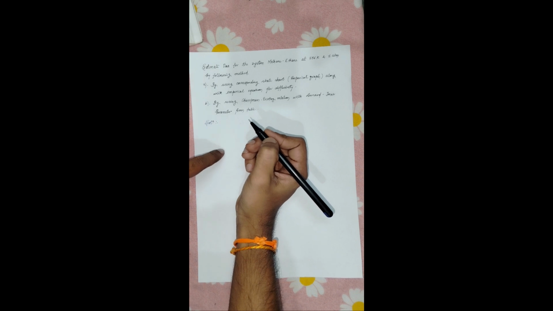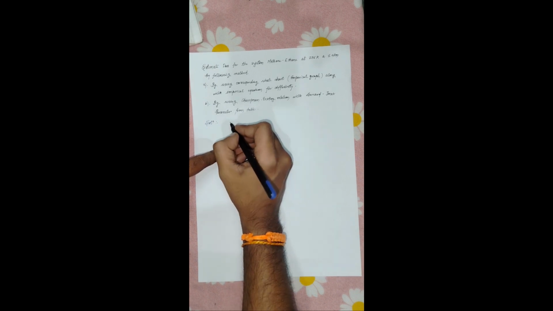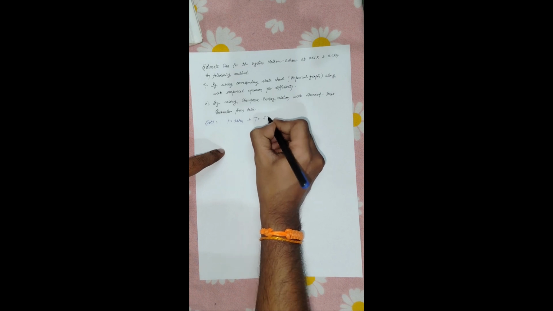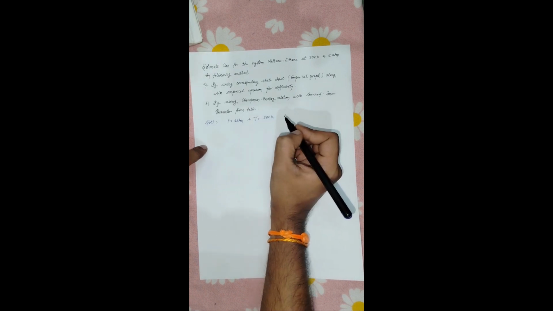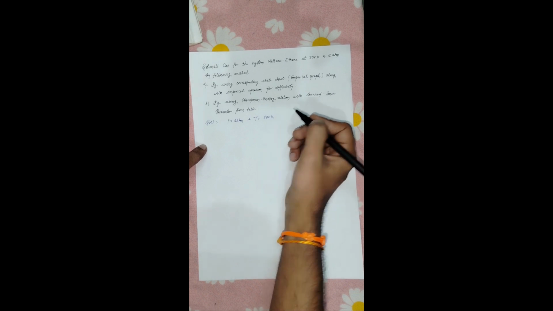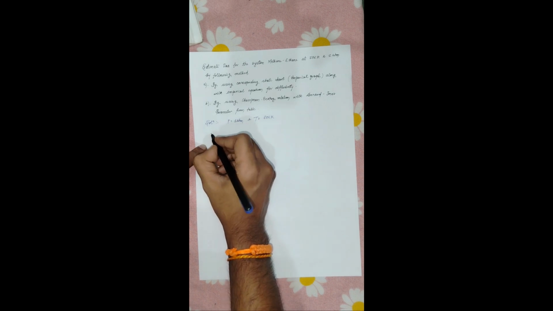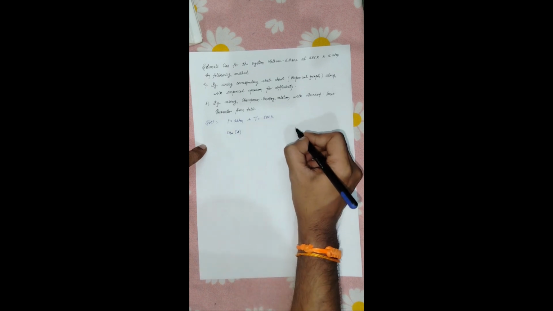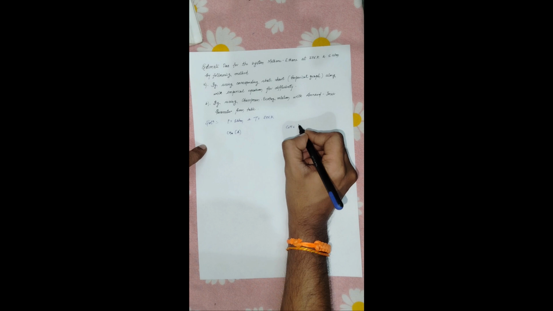So first we'll write the given data, what all the information we have been given. So pressure is 1 atm and temperature is 756 Kelvin. And the system is methane and ethane gas. So CH4 we will state as A and C2H6, which is ethane, we will declare as B.